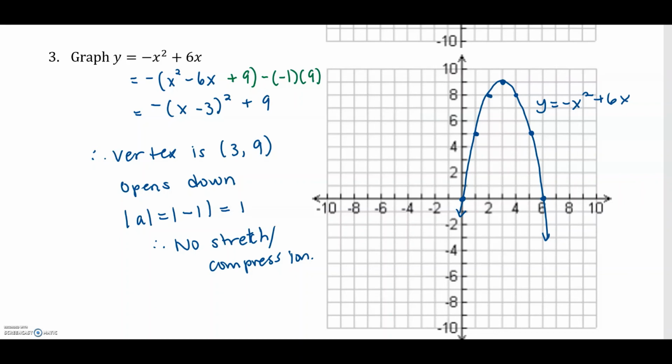So this example concludes our videos on quadratic functions. As always, make sure that you try the recommended homework and contact your instructor if you have any questions.